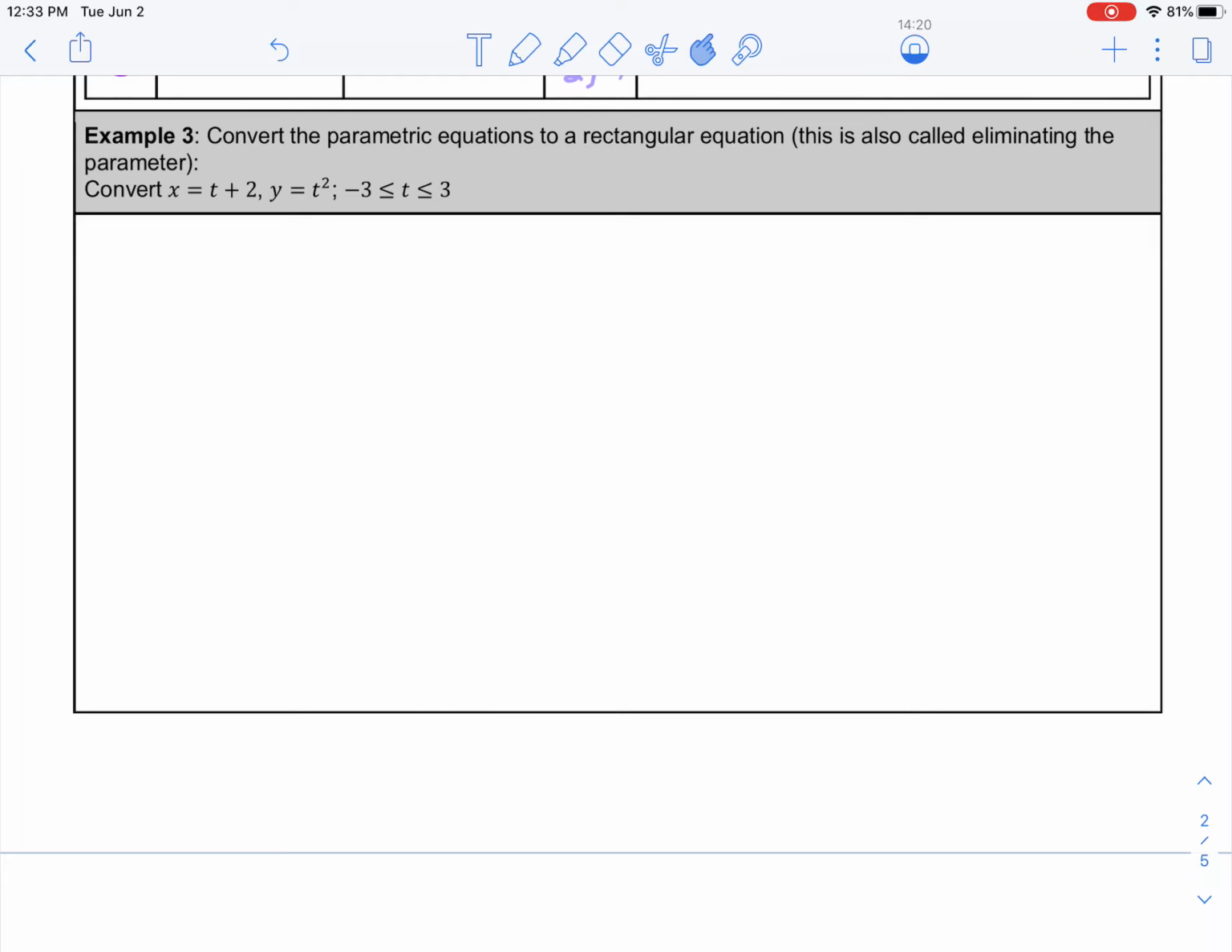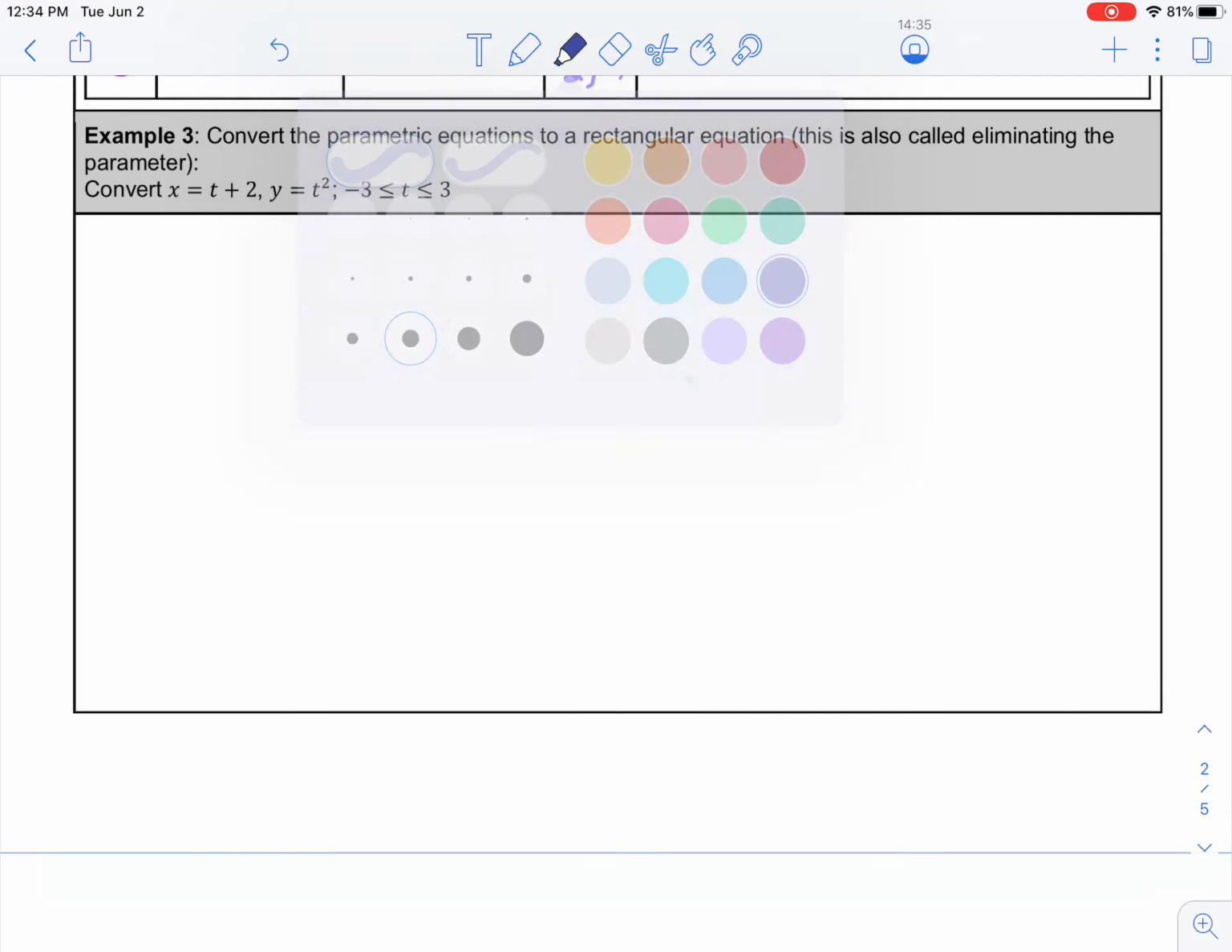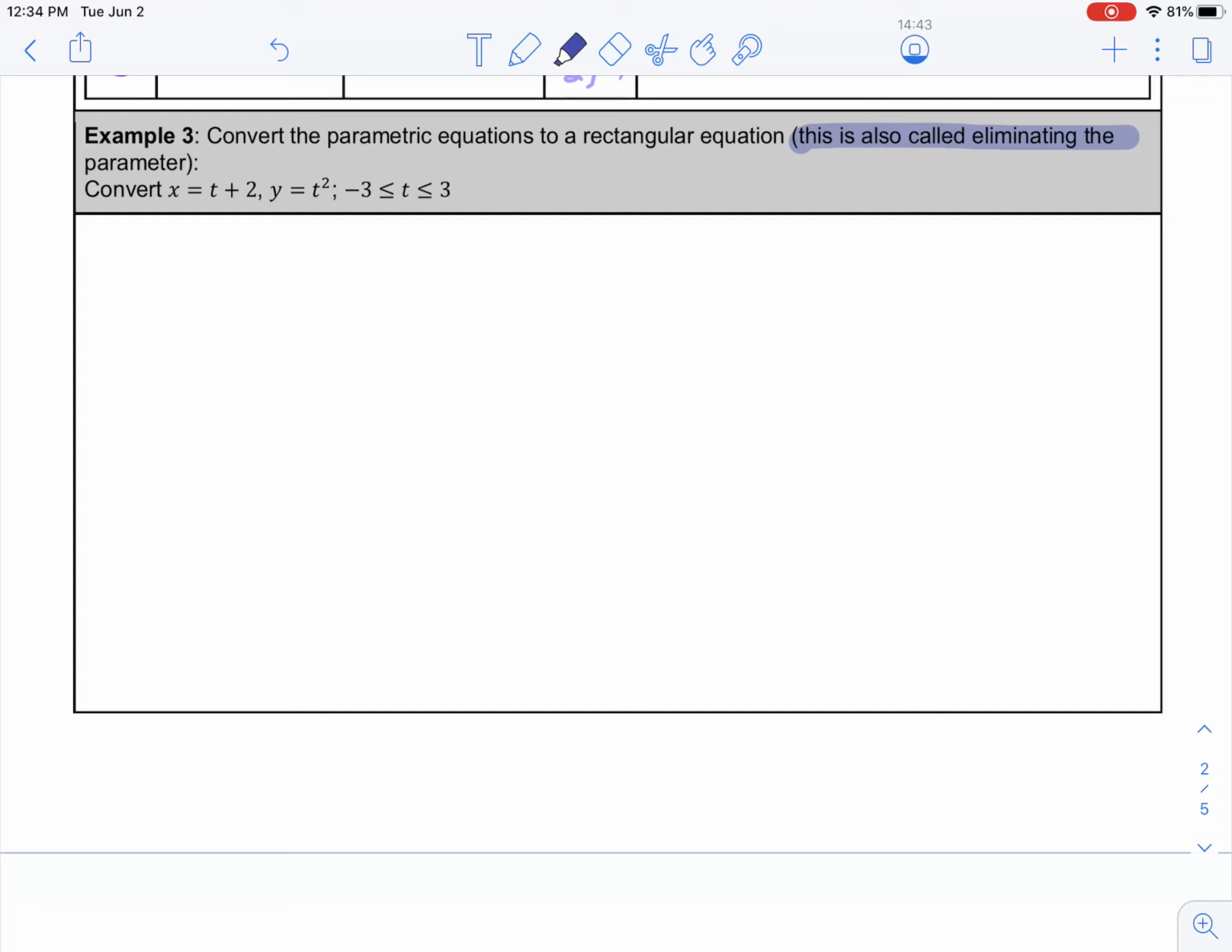Okay, so this video is going to look at example 3 from your parametric equations day 1 notes. And example 3 is asking us to convert the parametric equations into rectangular equations. And again, we saw this kind of direction, or this hinting at this idea above in our notes and our definitions. We'll recall that this is also called eliminating the parameter.